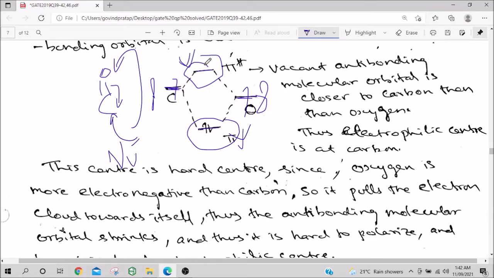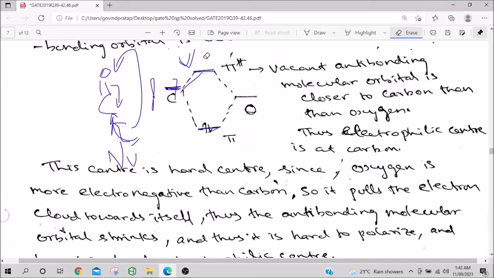So this is vacant. So a nucleophile always attacks the anti-bonding orbital. Bonding is through the bonding molecular orbital. Anti-bonding is where nucleophilic attack happens. So the nucleophile attacks here. You see, this anti-bonding orbital is closer towards carbon. Its energy is closer towards carbon. Therefore the nucleophile always attacks carbon. So this is the molecular orbital approach of it.